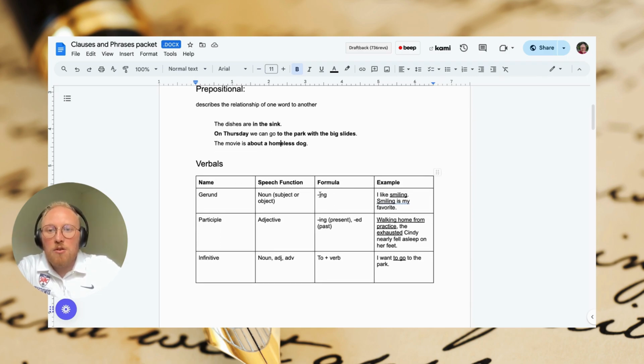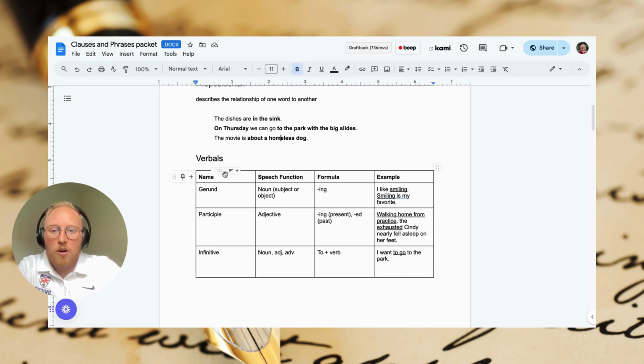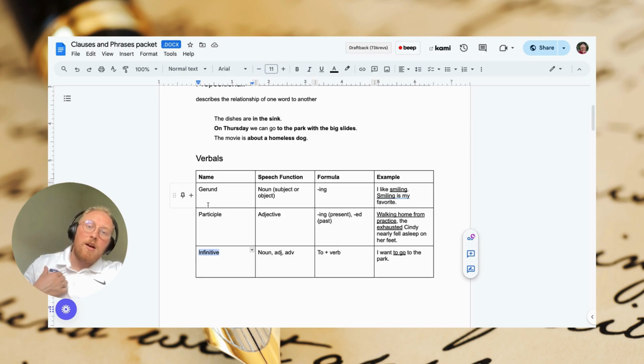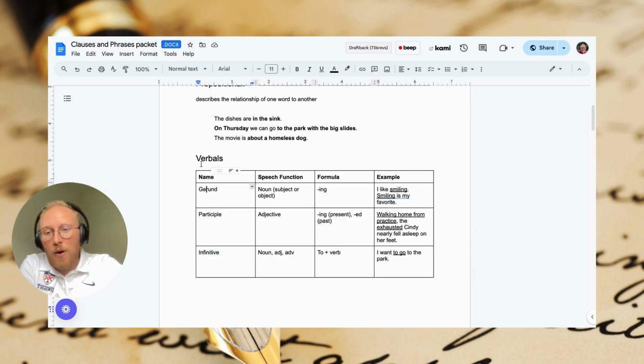After prepositional phrases, you have what are called verbals. Now, verbals can actually function in a phrase, but they don't have to. You can have a gerund, or you can have a gerund phrase. You can have a participle, you can have a participial phrase. You can have an infinitive, you can have an infinitive phrase. A gerund, why they're called verbals, is because they look like verbs, but they don't function grammatically like verbs, so they can kind of throw us off.